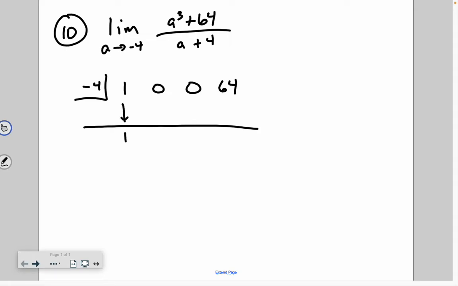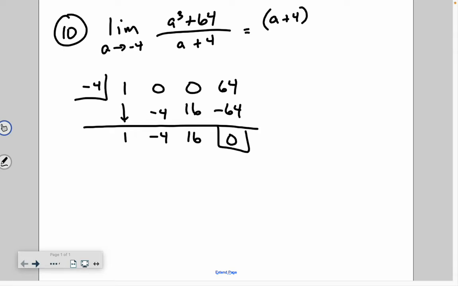Bring the 1 down. Multiply, I get negative 4. Add, we still have negative 4. Multiply, we end up with 16. Add, we still have 16. Multiply, I get negative 64. Add, we get 0, which is what you should get. Okay, which means negative 4 is a 0, which means the first factor then is a plus 4. Okay. Remember, your factor is always x minus whatever you used. That's why it turned into an a plus 4.